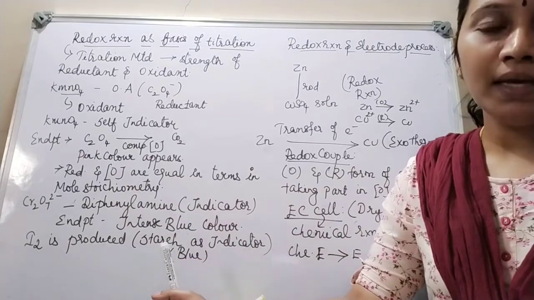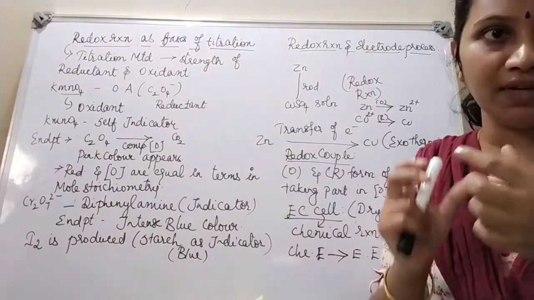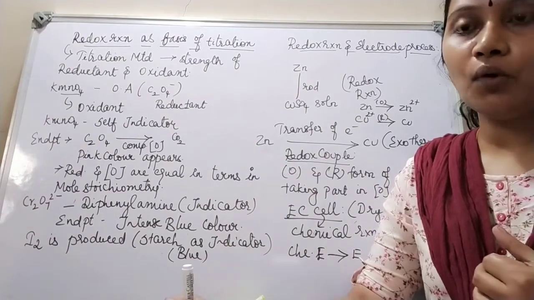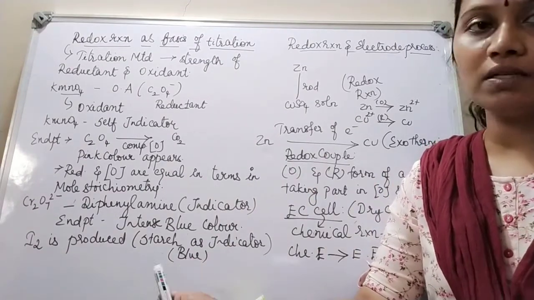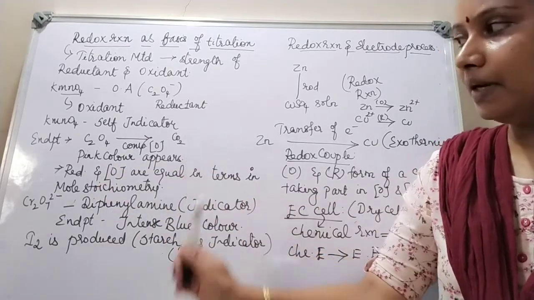in the solution. I told you in the burette I will be taking potassium permanganate. In the conical flask I have taken oxalic acid. So my end point will be the appearance of the last tinge of pink color, where your oxalate will be completely oxidized to carbon dioxide.